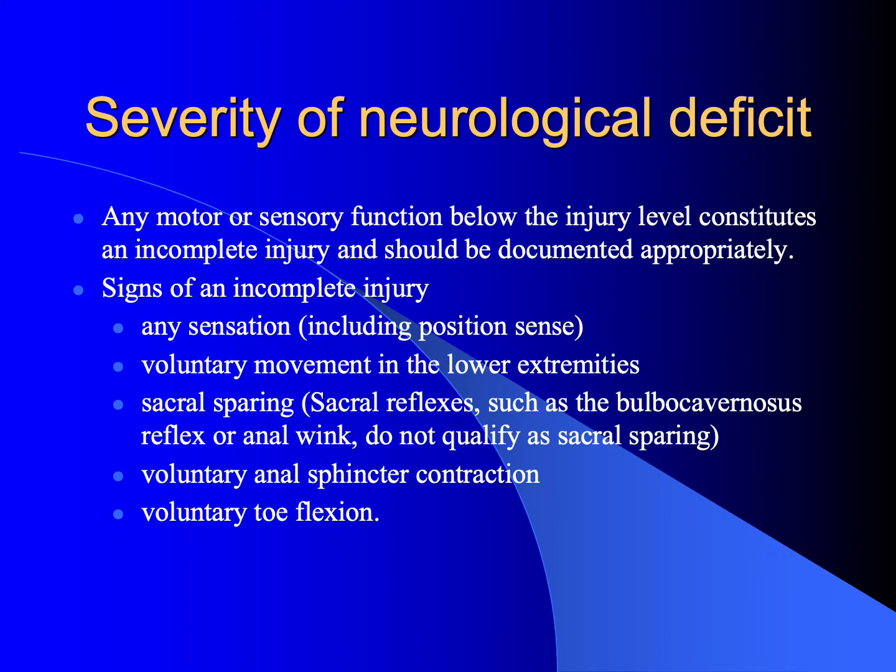Signs of incomplete spinal cord injury include presence of any sensation or voluntary movement in the lower extremities including toe flexion, voluntary external anal sphincter contraction, and lastly, sacral sparing, which means sensory preservation over the S4-S5 dermatome.